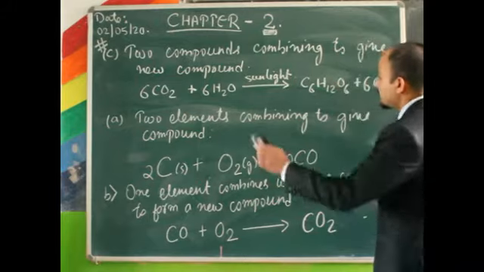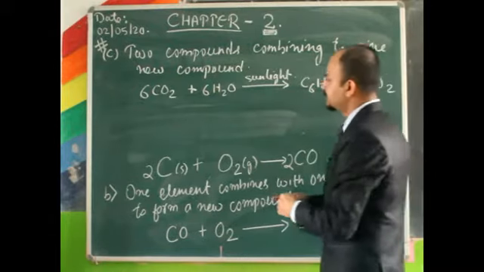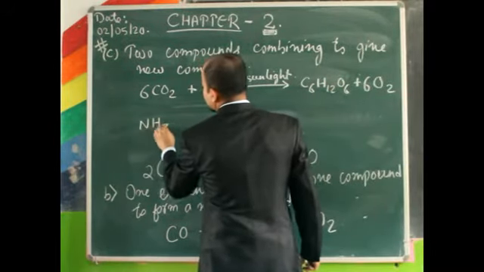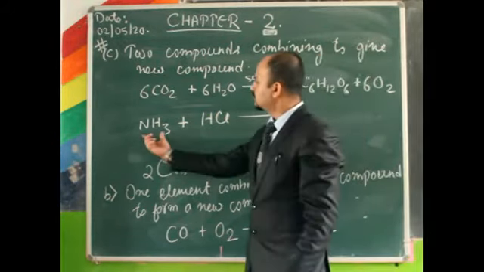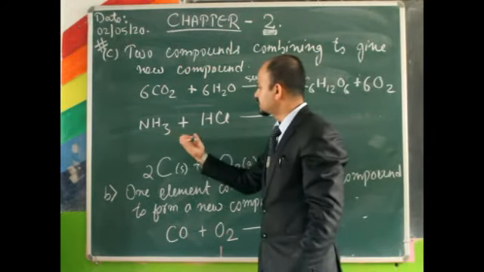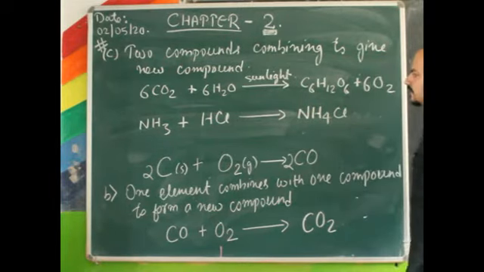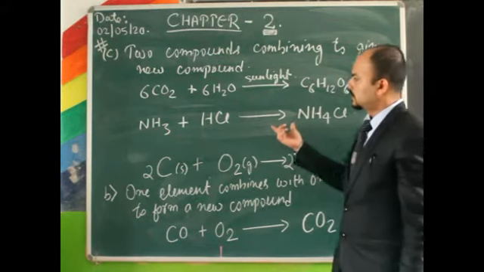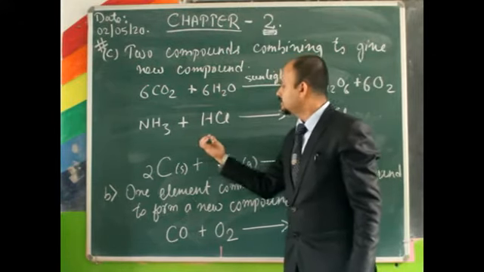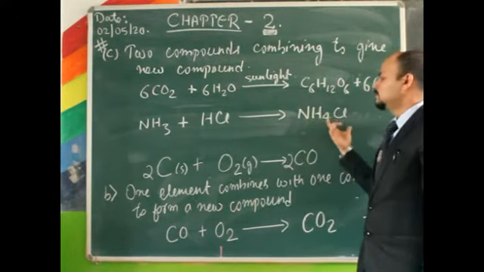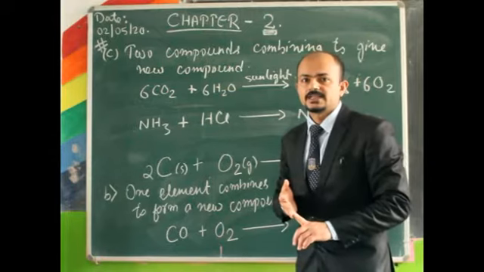Now we can also have another example of this type of reaction, that is when ammonia reacts with HCl. So this is a compound and this is also a compound. So they react to give one particular compound, that is ammonium chloride. So this is also a type of combination reaction where two compounds combine to give one new product, that is one new compound.